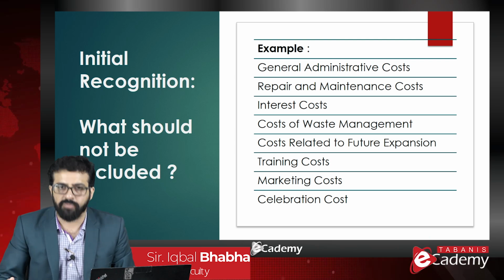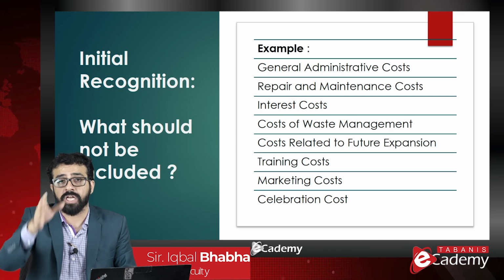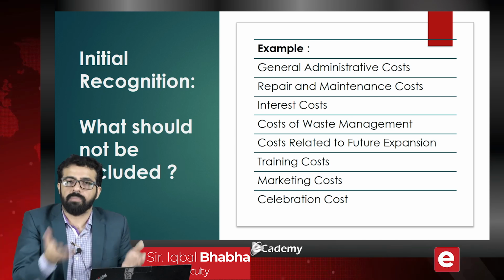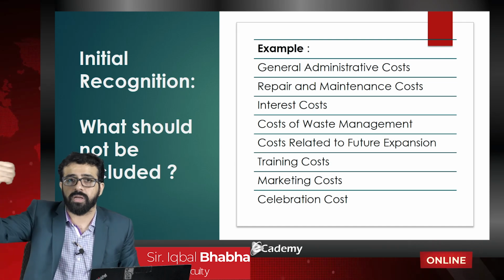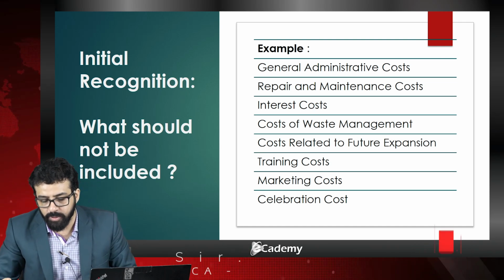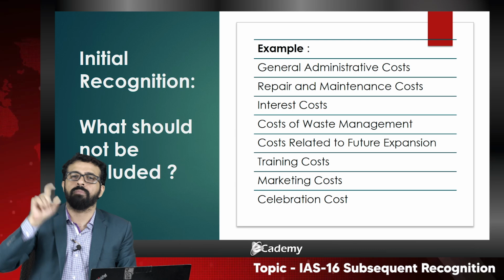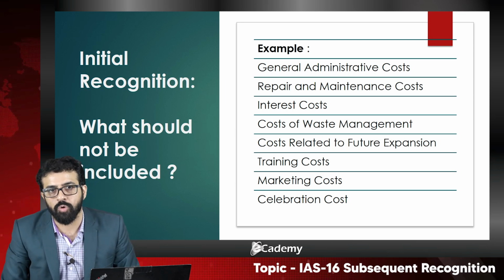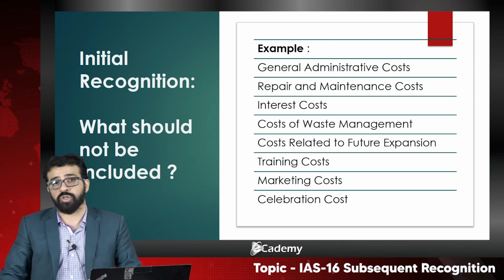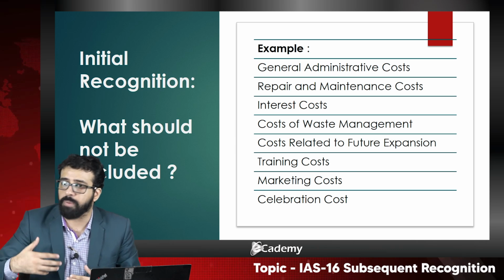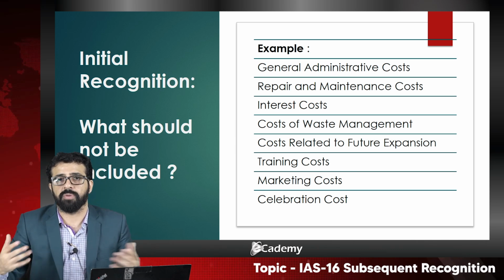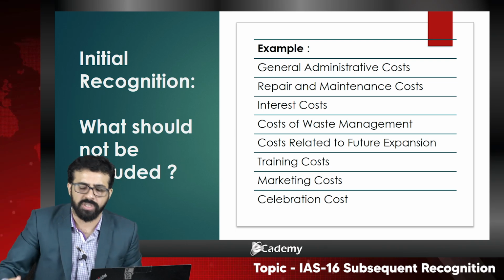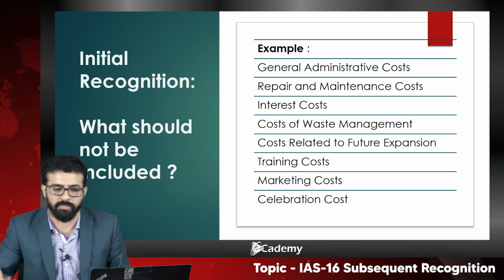And the marketing cost, if you are, for example, producing a pen which has not been produced yet, or has been produced and you are marketing the pen, that particular marketing cost is prohibited from being included in the components of cost. And the celebration cost, sometimes the company gives a party to its staff for the celebration of, for example, acquiring a machine, or achieving a milestone, or achieving a target.